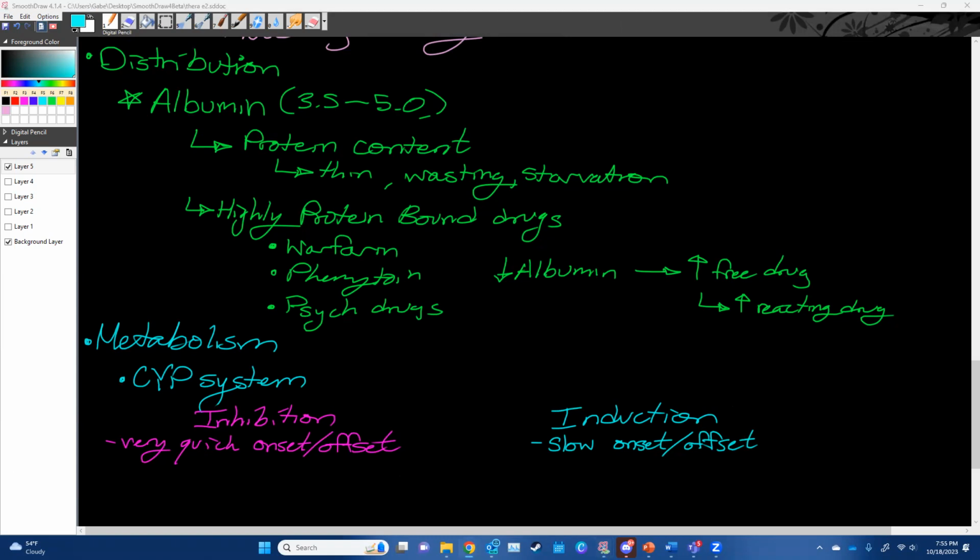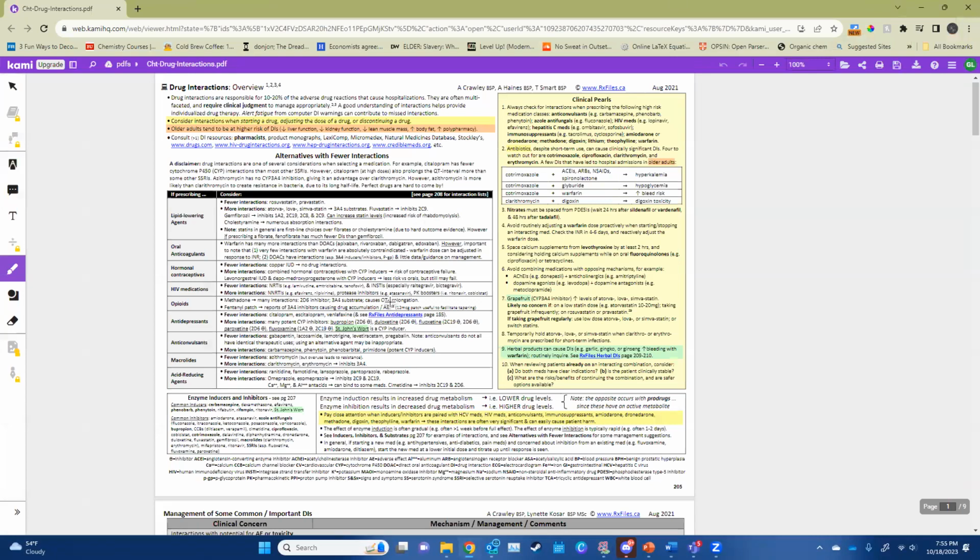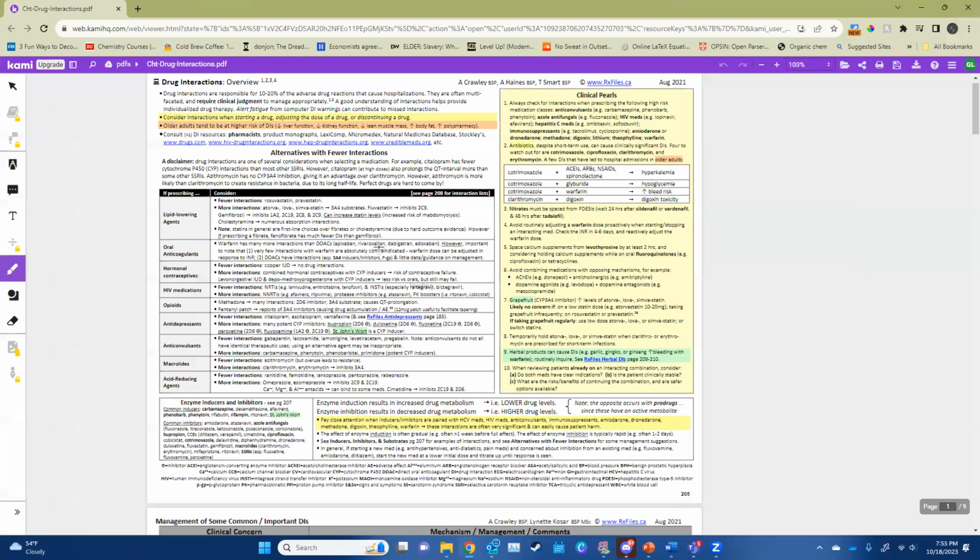I have a chart for you guys, which you may have, because you guys have been oh so good. I will post this on the Google Drive. Please use it every day. It will make your life so much easier. But it is a very comprehensive list of drug interactions.